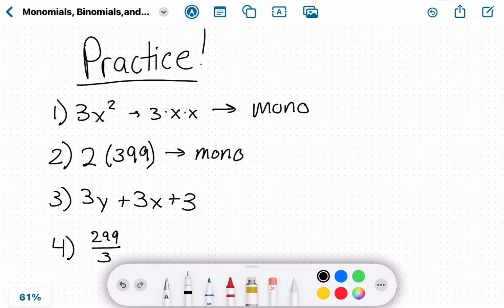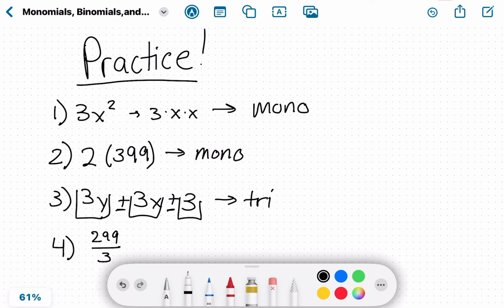Next, 3y plus 3x plus 3. I see a lot of addition. I see addition here and I see it there. So that means it's not a monomial. It's not one term. It's more than one term. So is it 2 or 3? 1, 2, 3. Trinomial.